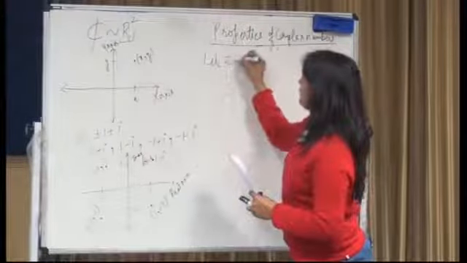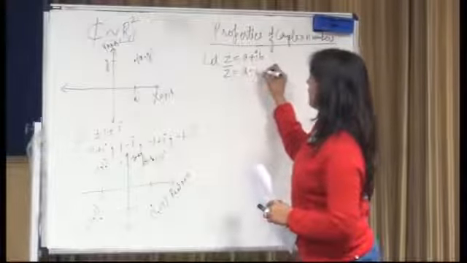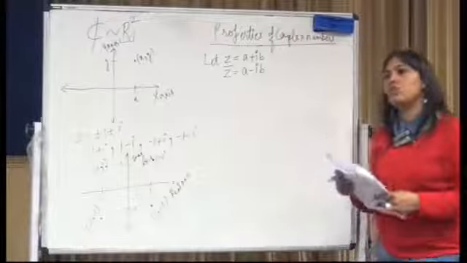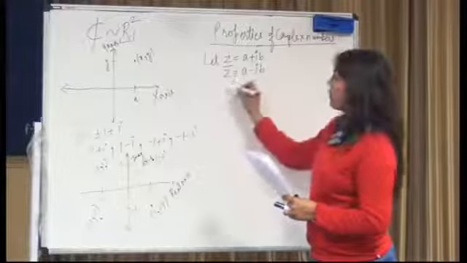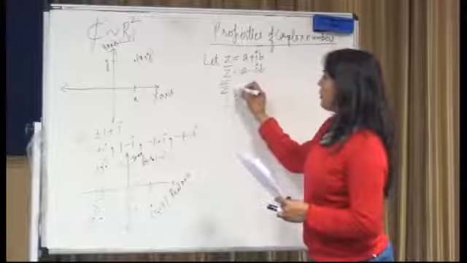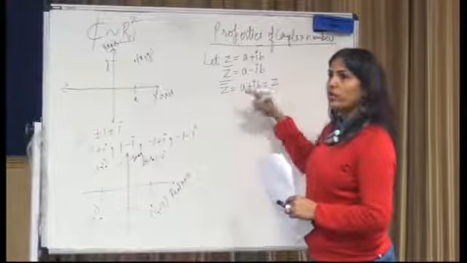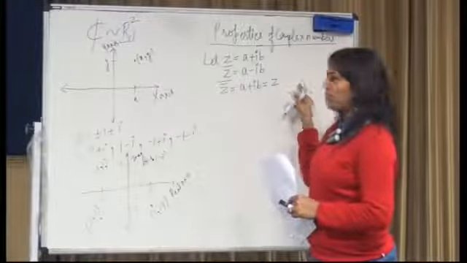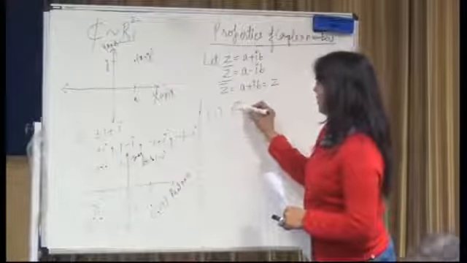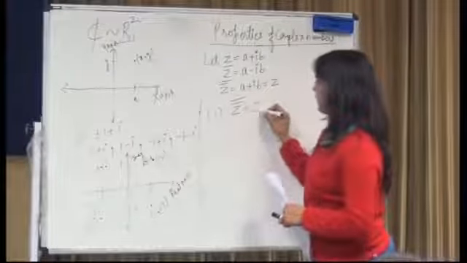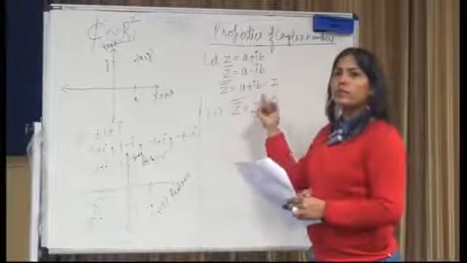Now let z be a plus iota b. So z bar will be a minus iota b. I told you how to write the conjugate, just replace iota by minus iota. What will be the conjugate of z bar? It will be z. This becomes a property now: if you take the double conjugate, you get the same number. So the very first property is that the conjugate of z bar is z, very easy to see.